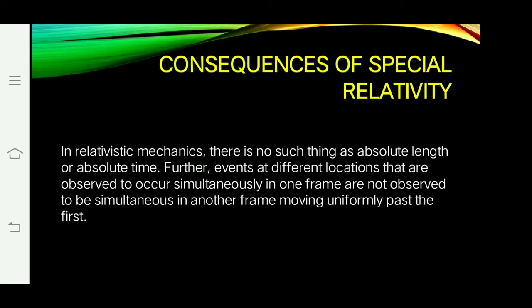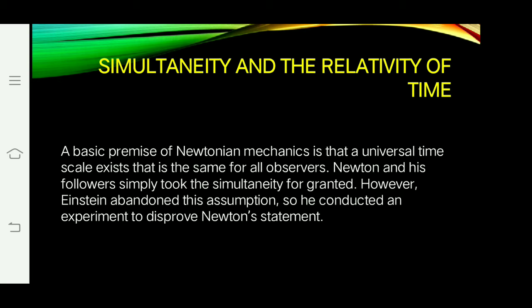In relativistic mechanics, there is no such thing as absolute length or absolute time. Further, events at different locations that are observed to occur simultaneously in one frame are not observed to be simultaneous in another frame moving uniformly past the first.